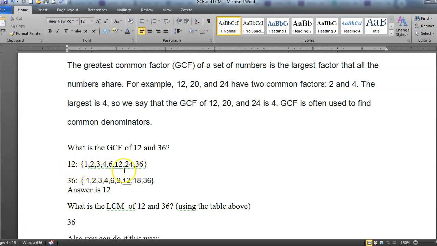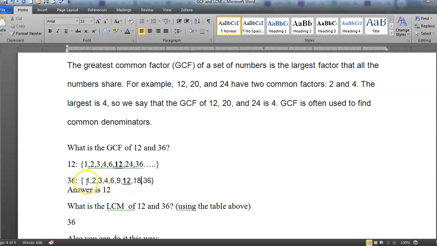So I took 12 and I went through and identified the multiples: 12, 24, 36, and so forth. And I could continue on, but I stopped because at some point you don't have to go too far, because you're trying to find the greatest number that both these numbers share.